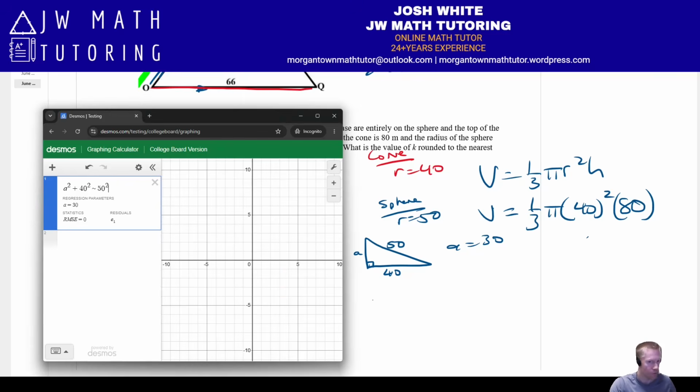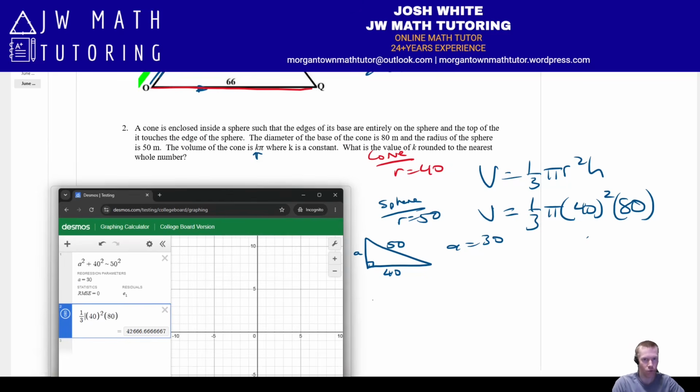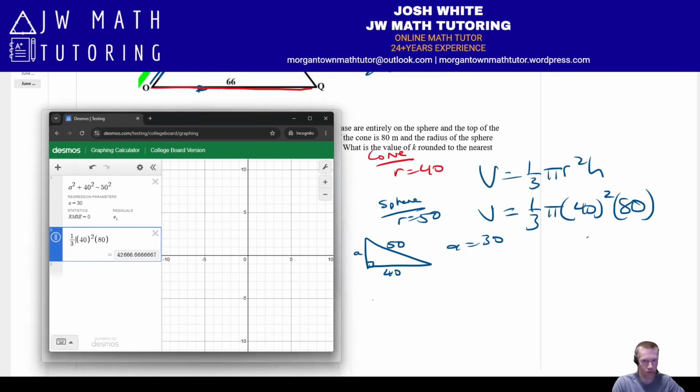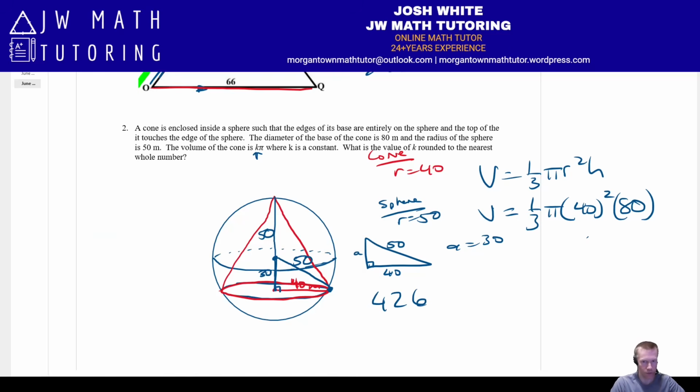So let's go to Desmos. 1/3. Again, we don't need to type the pi. I mean, I guess you can. So, two ways you could do this. First of all, you could just ignore the pi and just type this out. And notice we get our number 42666.67. Now the question is worded such that it wants it rounded to the nearest whole number. So the answer would be 42667. It's really that many pi.